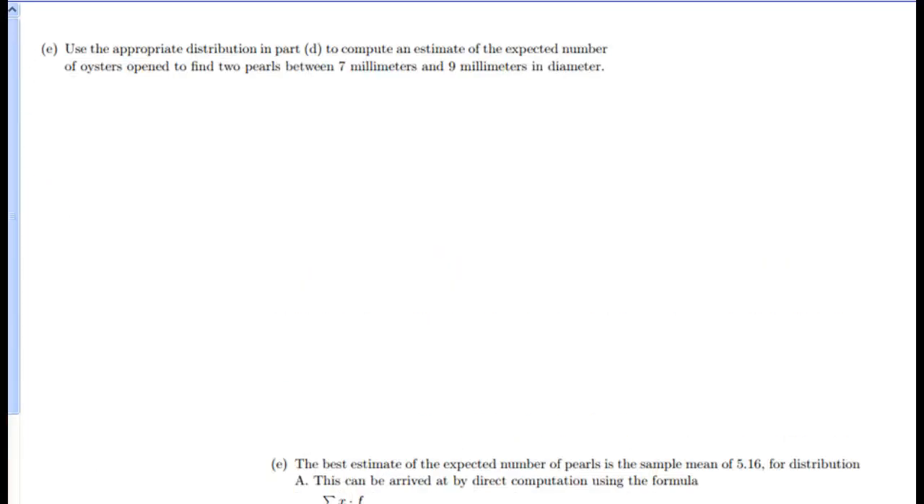Let's look at the next section. So using the result of D, whatever we chose as D, by the way, if we chose the wrong one, we could still get the right answer here by using whatever we chose in D. We chose the first one to compute an estimate of the expected number of oysters to find two pearls between 7 and 9. So you've got to identify what you're finding here, and you want to say it in words. We're finding the mean of distribution A.